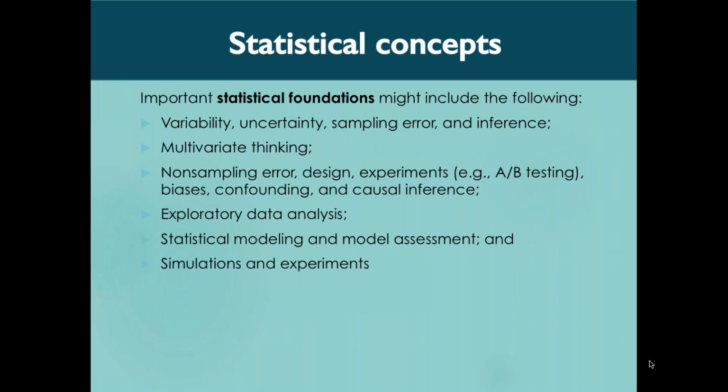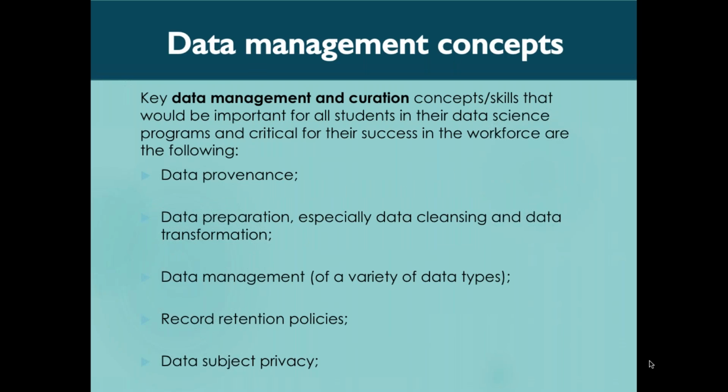Statistics obviously is a really core component of data science. There's aspects of variability, uncertainty, sampling error, and inference. And again, it's important to remember that a lot of these materials are now incorporated in the changing K-12 curriculum, and we can be thinking then of moving beyond that to include other aspects of multivariate thinking, a big part of the revised GAISE College report, aspects of design, confounding and causal inference, as well as the building blocks of exploratory data analysis, modeling, and this idea of simulations and experiments, using computation to understand better statistical concepts.